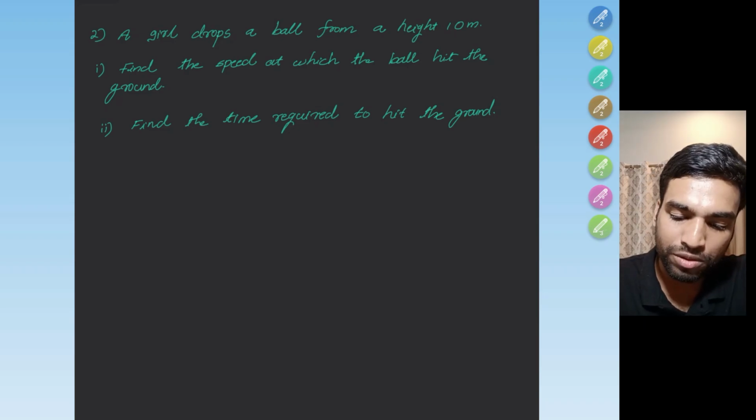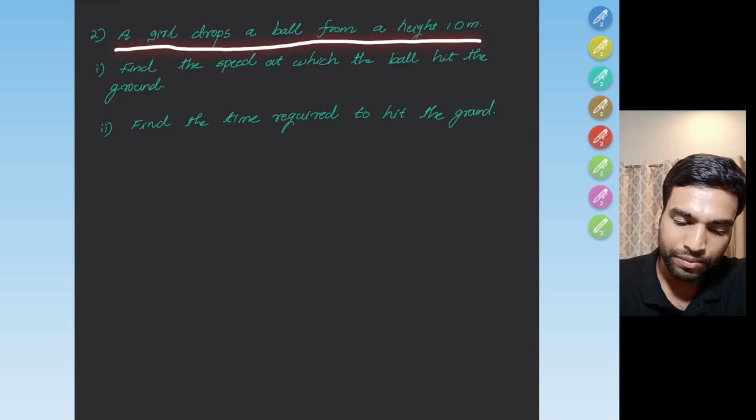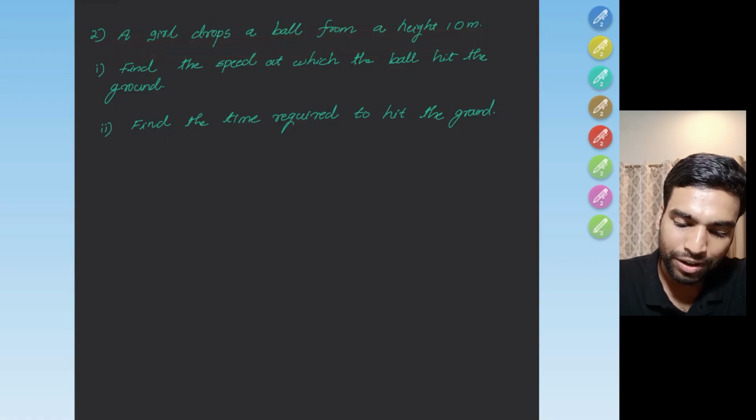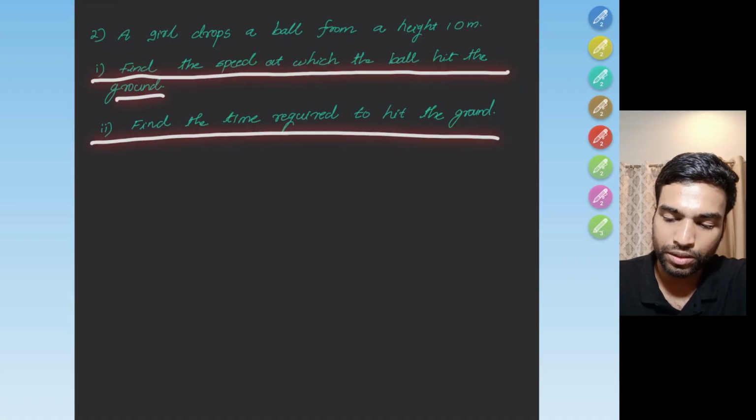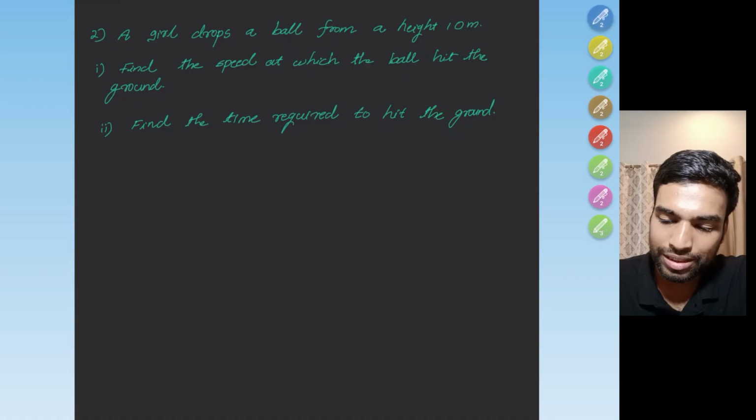A girl drops a ball from a height of 10 meter. First part is to find the speed at which the ball hits the ground. The second part is to find the time required to hit the ground. Good. So let's tackle it.